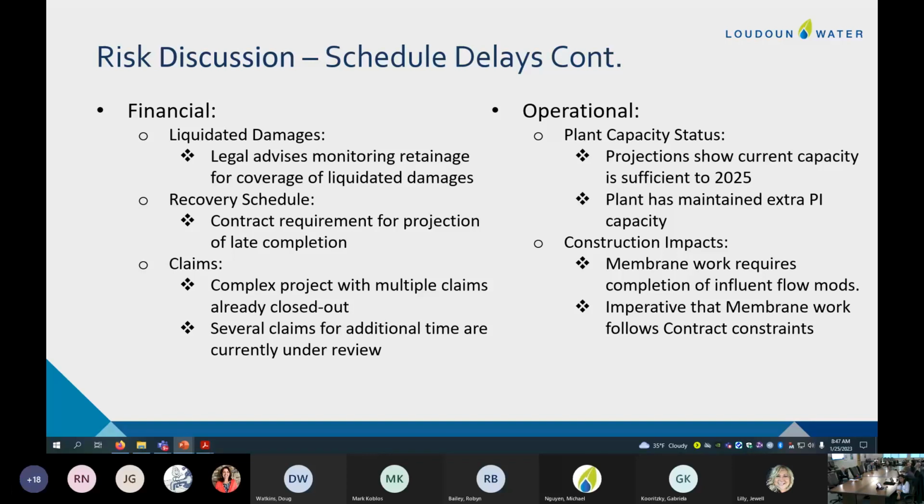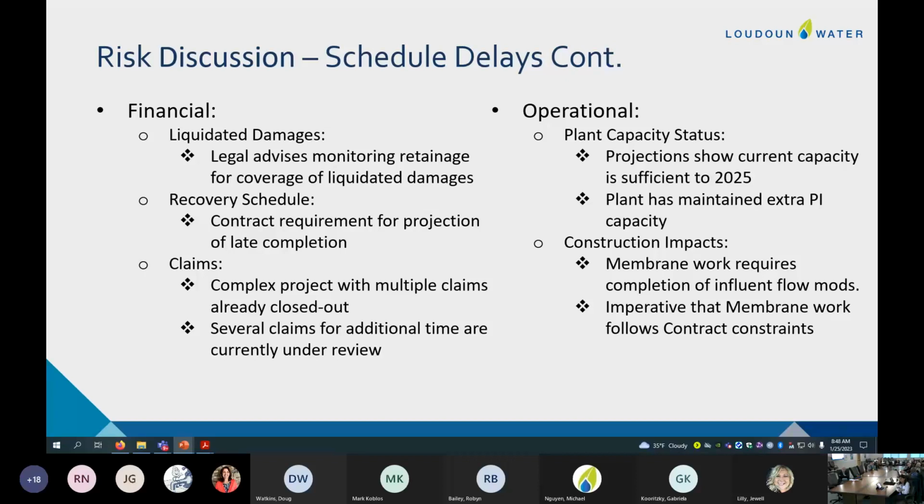On claims, I've mentioned that we've closed out several complex claims already, I think about 20 or so of them on the project. And then we have several claims on the table for the time that I mentioned. What we're waiting for there is the contractor's time impact analysis. I mentioned before that the contractor will provide us a time impact analysis, which is their assessment of what they think they're owed in terms of contract time. And then we will analyze that ourselves through our scheduling software and reach agreement on what time they're owed. And this is for supply chain.